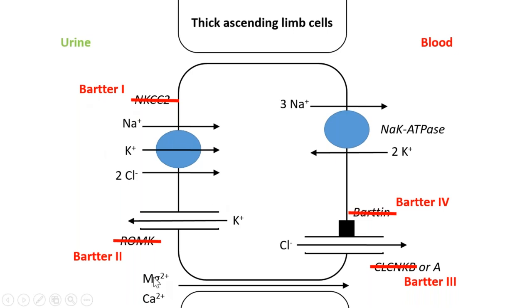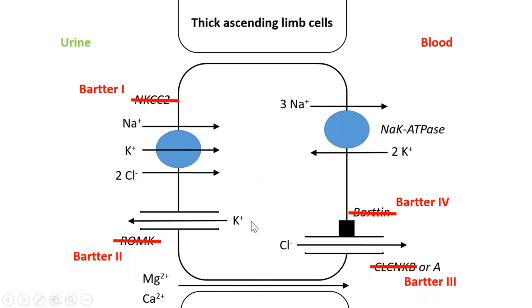I've got here at the bottom magnesium and calcium as well, because through paracellular channels called claudin channels, magnesium and calcium can be transported from the lumen of the tubule into the bloodstream, and this occurs due to the electrochemical gradient of potassium excess in this area. So the positive charge from all this potassium will allow the positively charged ions such as magnesium and calcium to be pushed through electrochemically through the paracellular channels.